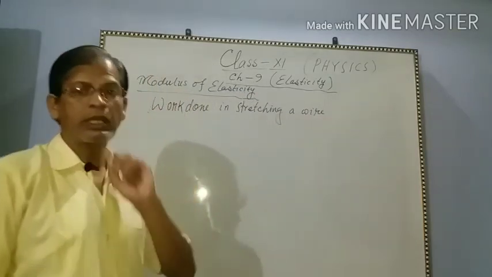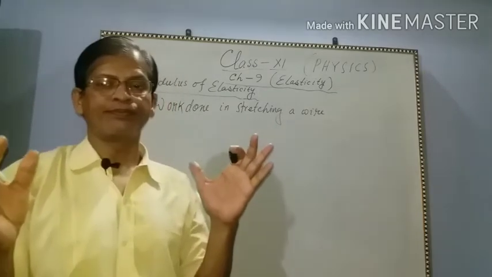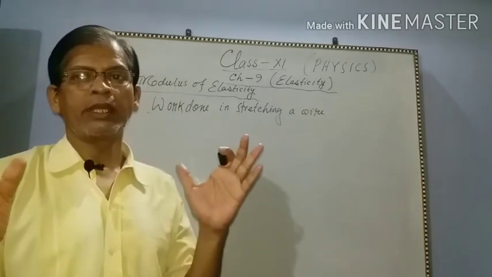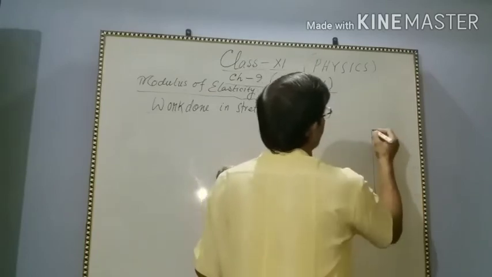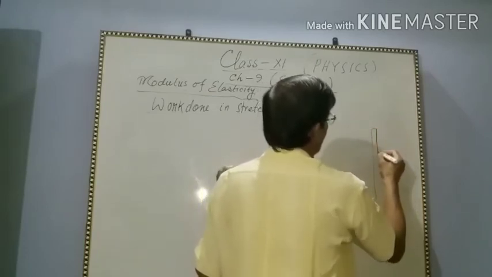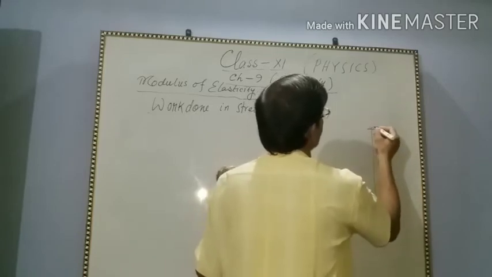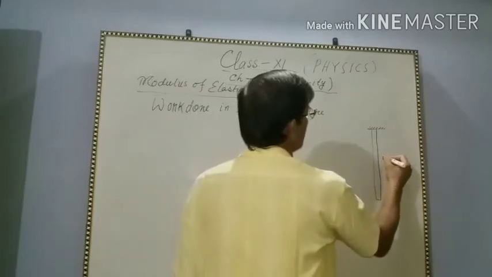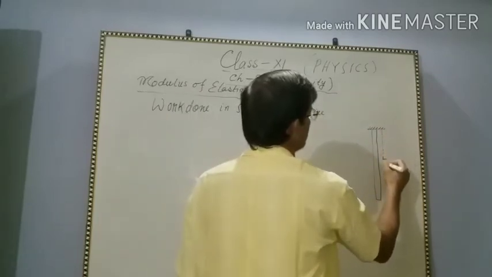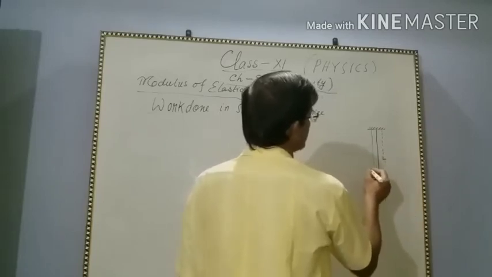Work done in stretching a wire. Suppose there is a wire, say this is a wire, this side is fixed, its length is L, and its area of cross section is A.